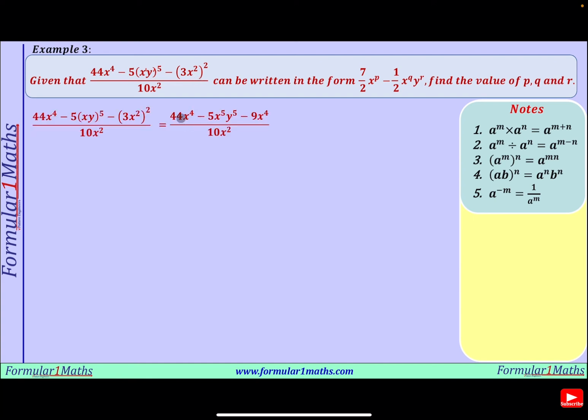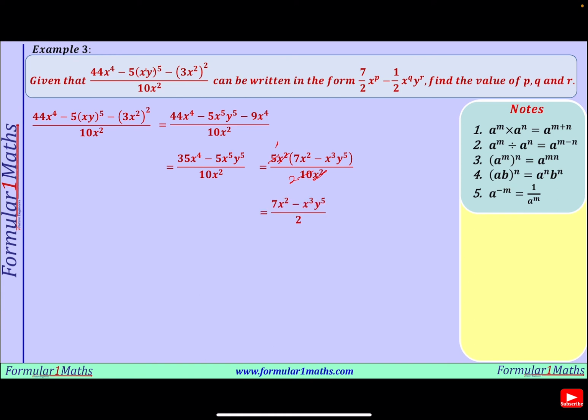And then we bring like terms together. The 44 x to the power 4 minus 9x to the power 4 are like terms. So we simplify that, and we're going to get this. And then we do some factorization. We bring 5x squared out of the brackets, and then we can now simplify this further by reducing the fraction. So the x squared will cancel the x squared here, and then 5 goes to 1, 5 goes to 2, and so we are left with this.